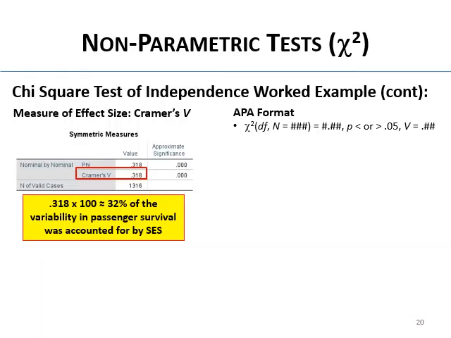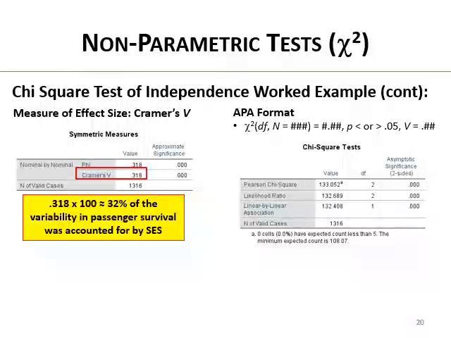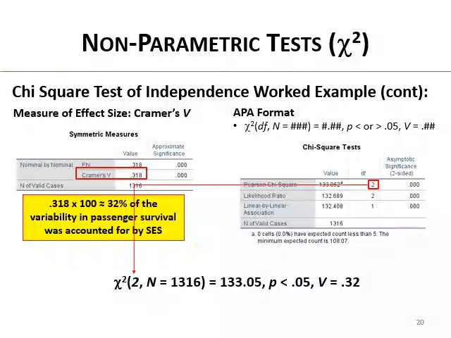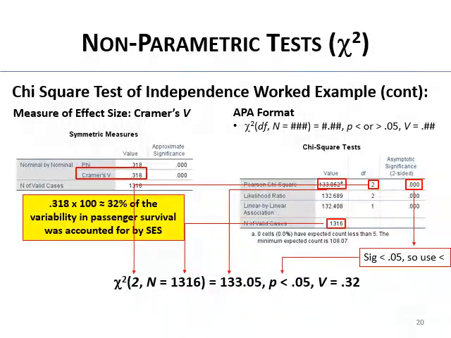Your APA format, there's the basic form. There's our results. Remember, we use that chi-square row. There it is all filled out. Where does it come from? We have 2 degrees of freedom, total sample size of 1,316. I didn't include people who worked on the boat, on the Titanic, just the passengers. There's our chi-square value rounded to 2 decimal points. Our p was significant, so we use less than 0.05. And finally, our Cramér's V is 0.32, so we throw that in there, round it to 2 decimals, and that's it.